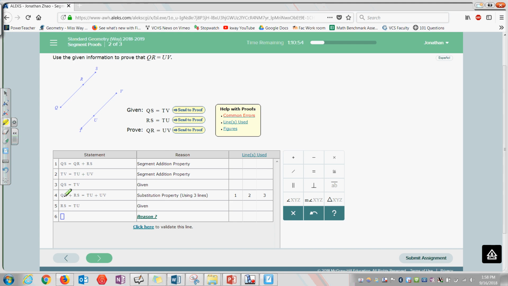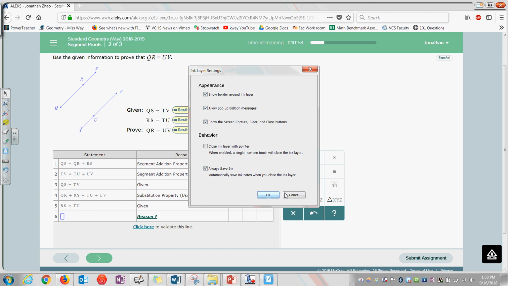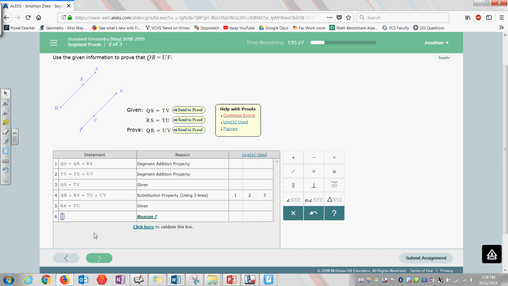Now look what we have here. Here's what we're trying to connect. We were just told that RS and TU are exactly the same thing. So I'm going to swap out RS and I'm going to put in TU for line number 6. So exactly the same thing, QR plus TU equals TU plus UV. That's substitution. And we substituted using lines 4 and 5.